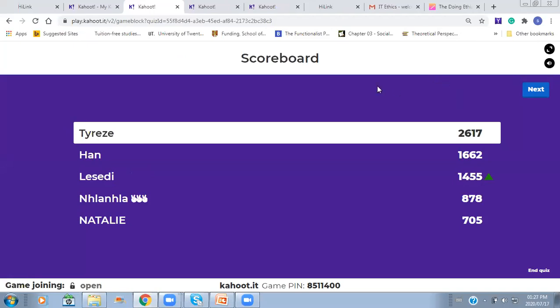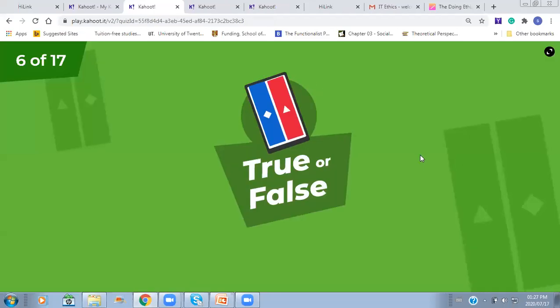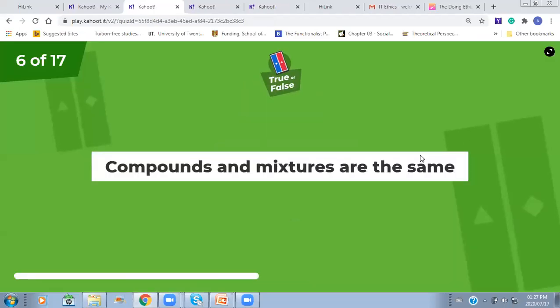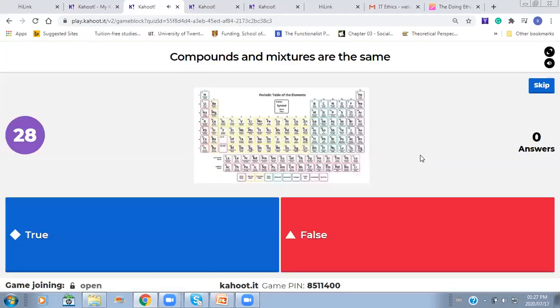Okay, let's continue. Compounds and mixtures are the same, true or false?